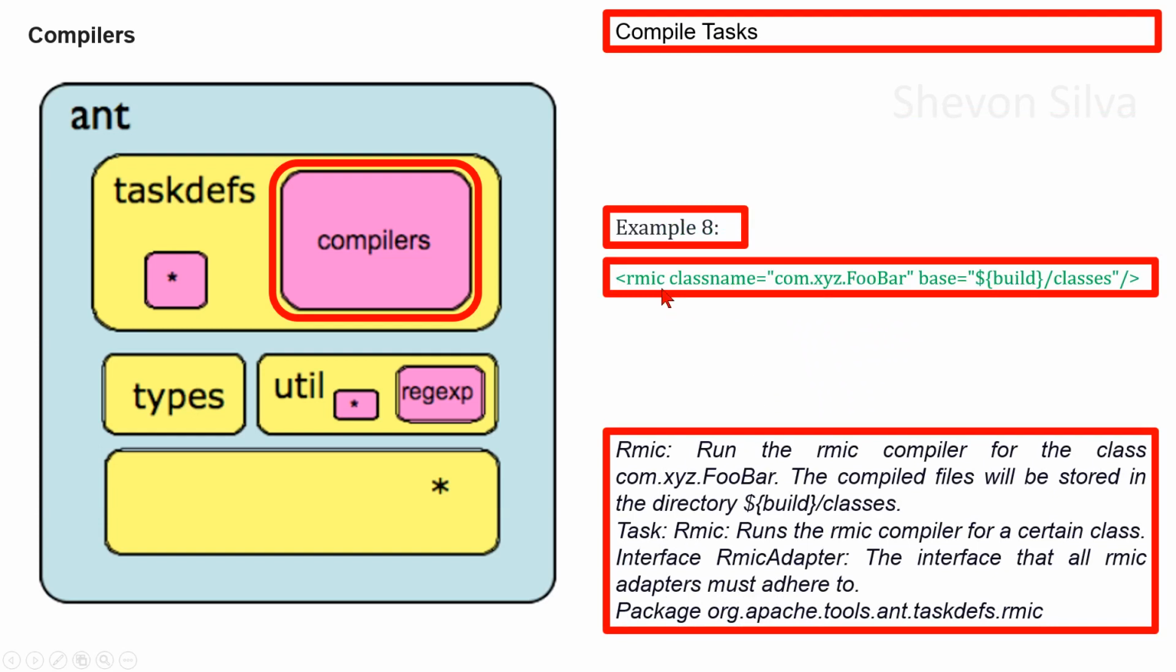Now we are considering RMIC. Here, run the RMIC compiler for the class com.xyz.foobar. The compiled files will be stored in the directory ${build}/classes directory. The task RMIC runs the RMIC compiler for a certain class.